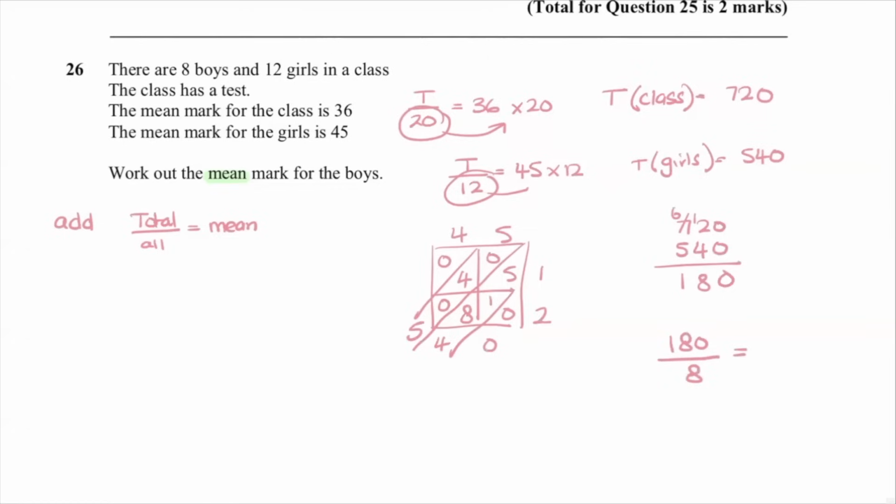Now I'm going to use my bus shelter to help me here. When I get to that point where I'm putting a remainder and it's not really attaching itself to anything, that's when I know to add my 0 and add my point, and then 8s into 40 go 5. So the mean mark for the boys is 22.5.